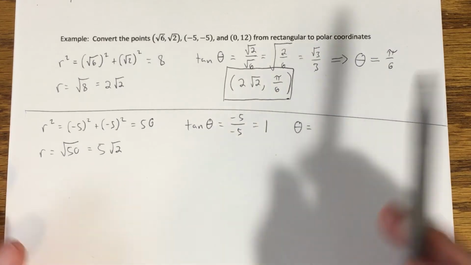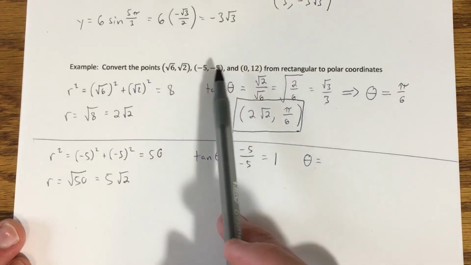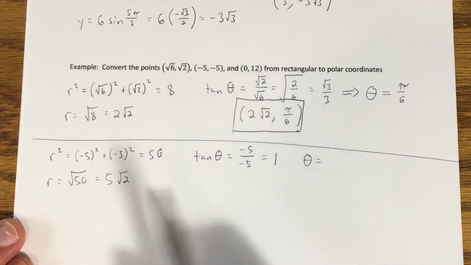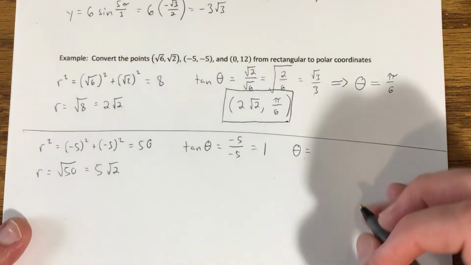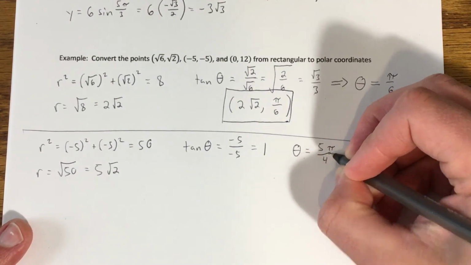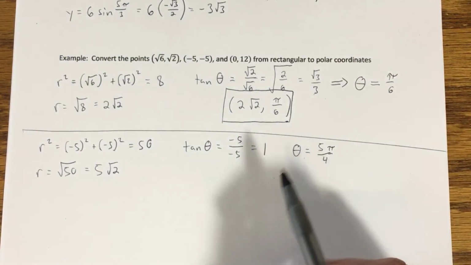So it's one of those two. If I go back to the original point, (-5, -5), x and y are both negative, in the third quadrant. So that narrows it down to 5 pi over 4. And I want to point something out about this one.